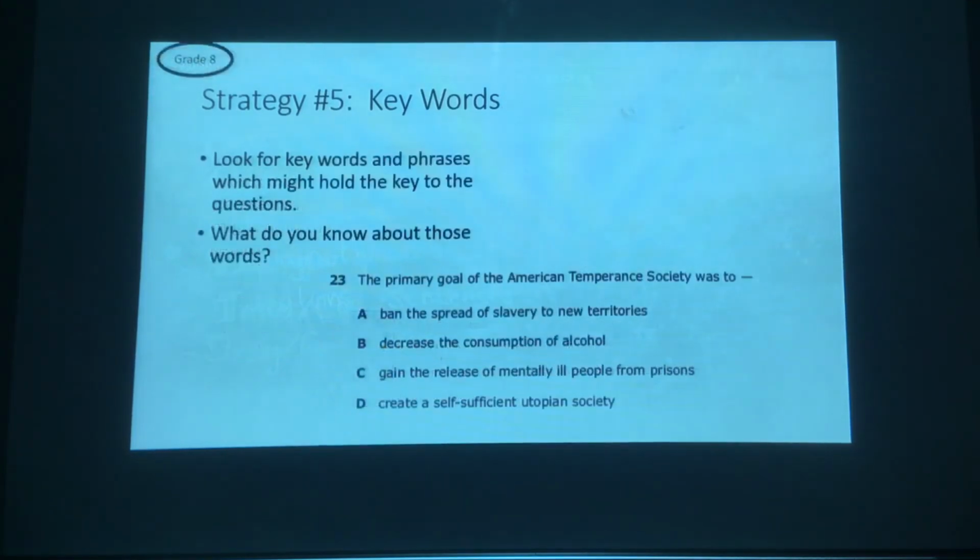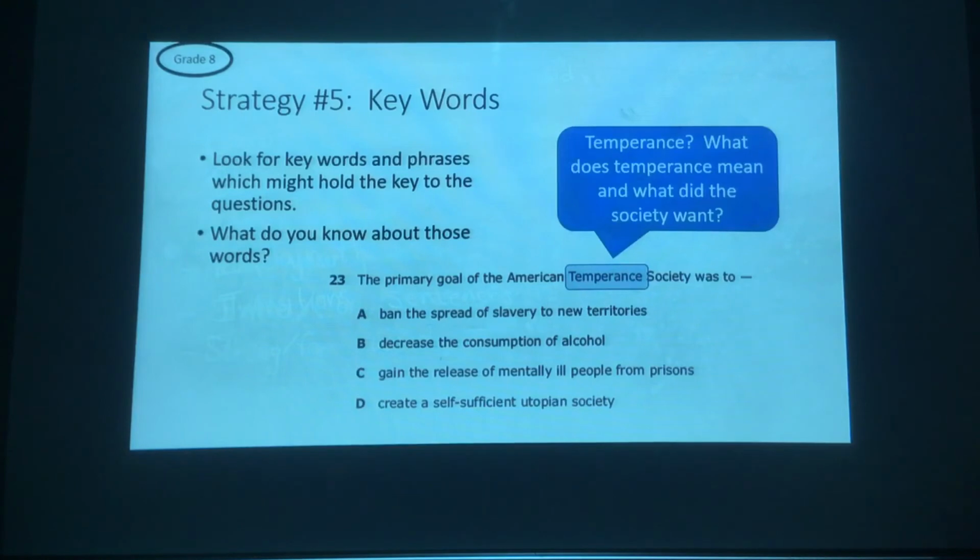All right, one more example of keywords here. Look for keywords and phrases that might hold the key to the answer to the question, and what do you know about those words? So, the primary goal of the American Temperance Society was to. Temperance. What does temperance mean? And what would the society want? 7th graders, you know the answer to this. We just learned about it. Temperance has to do with not drinking alcohol.